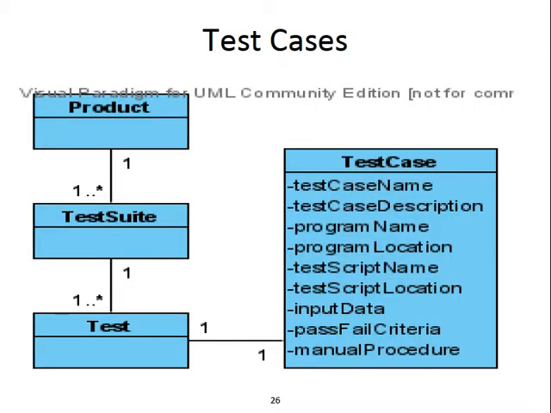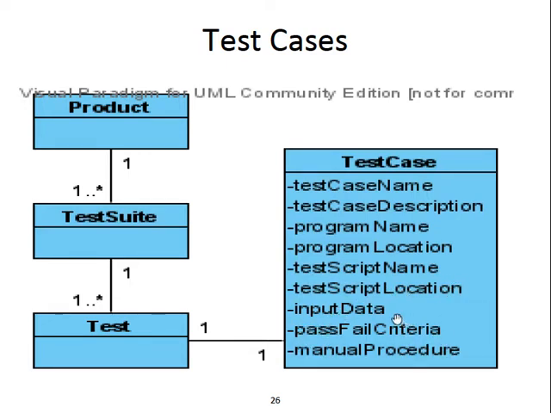Okay, so a test case. This diagram shows that for each product you may have one or more test suites, and in each test suite you will probably have multiple tests, and each test should have a test case name, a test case description, what program it is trying to test, and where the program is. Okay, so this is a test case, but you may also have a test script that can execute, right?